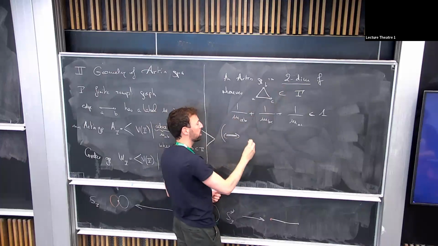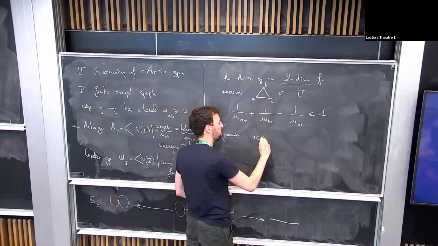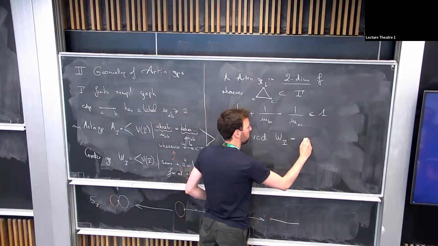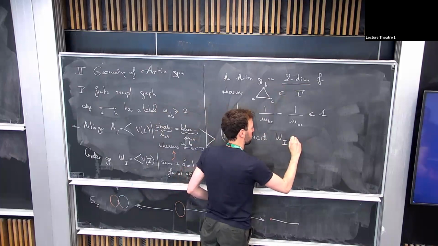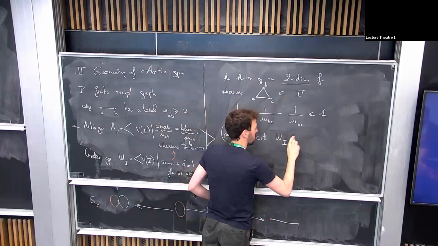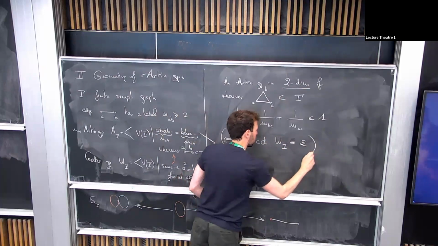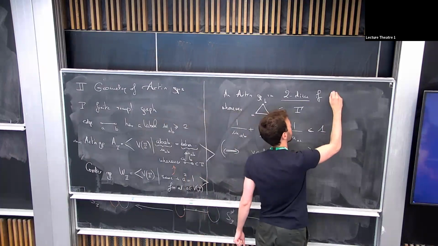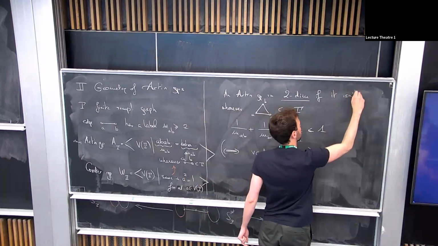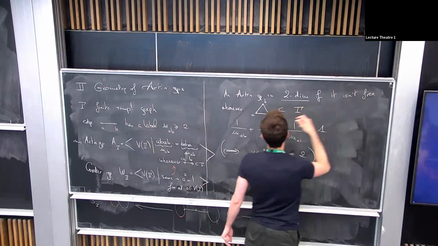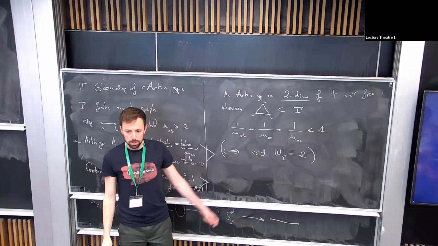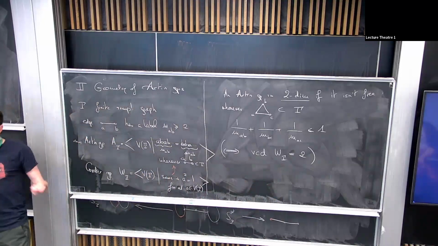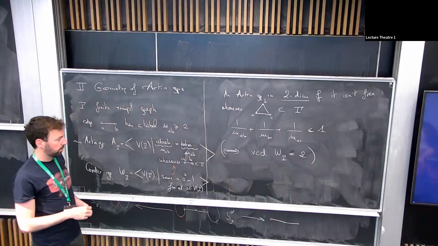It's the same as requiring that the virtual cohomological dimension of the corresponding Coxeter group is at most 2. It's equal to 2, so maybe I should say if it isn't free, so there's at least one edge, and whenever this holds. So now you see why it's called two-dimensional. The corresponding geometry is two-dimensional.